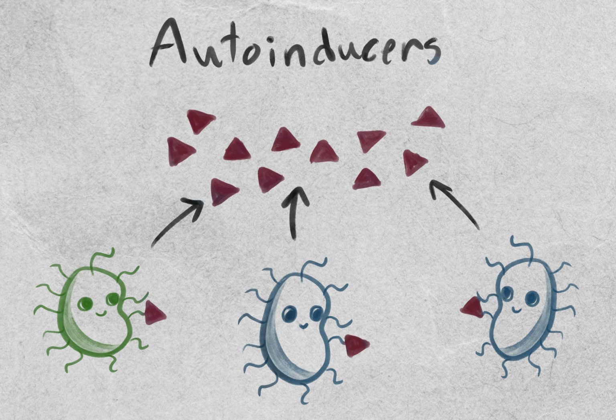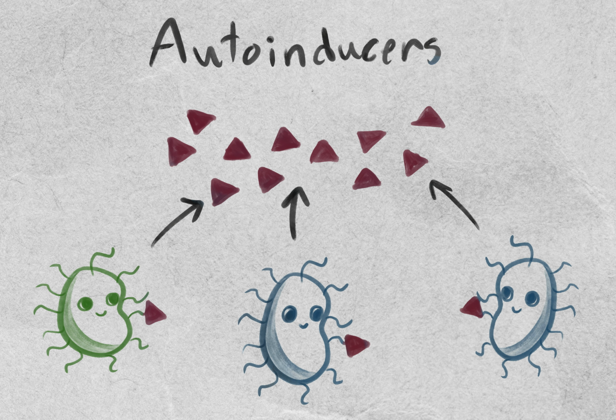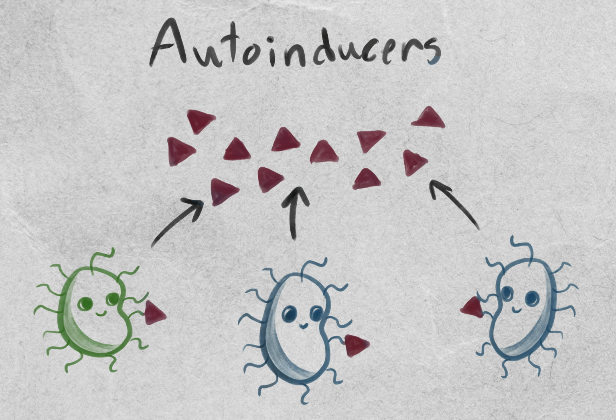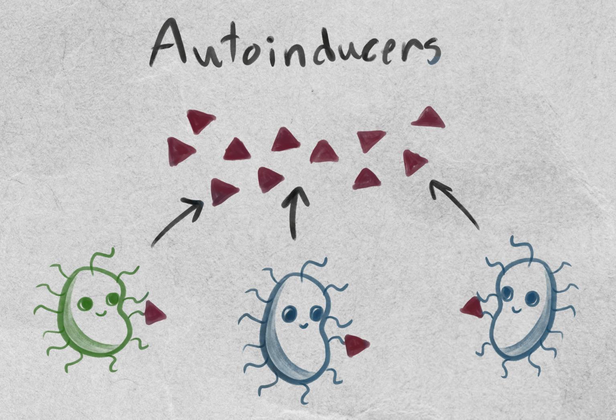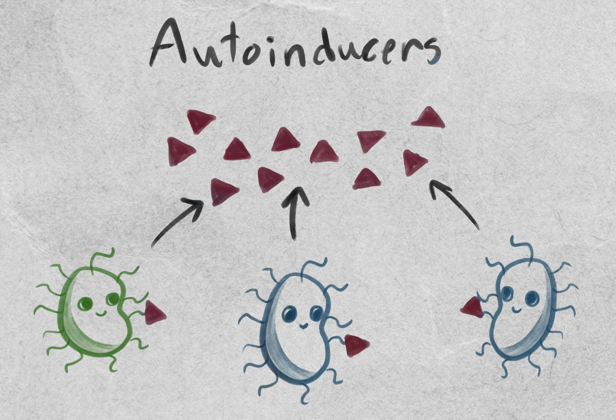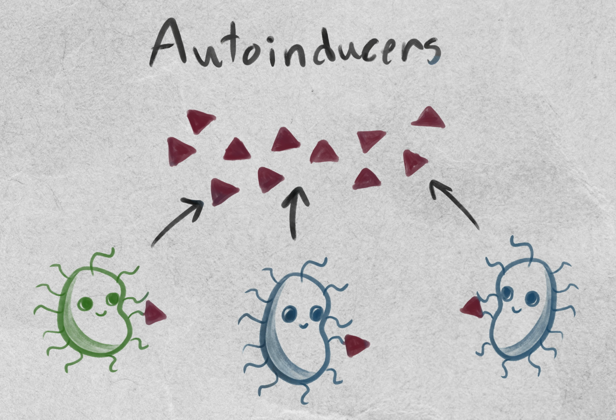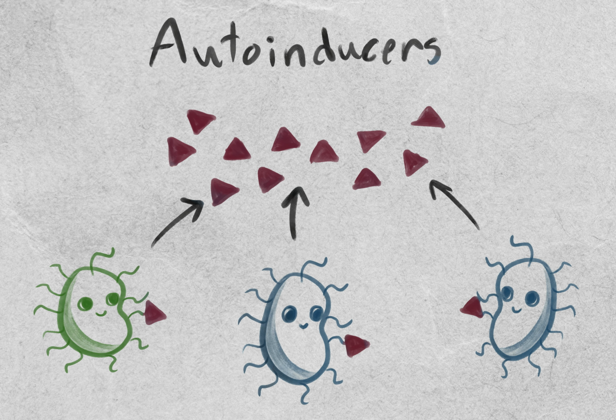The first step of quorum sensing is the production of autoinducers, which are specialized signaling particles that are released by the cell into the environment. Different autoinducers have different roles in bacterial cell functions. Since nearly all bacteria release these molecules, they are strong indicators of cellular density.